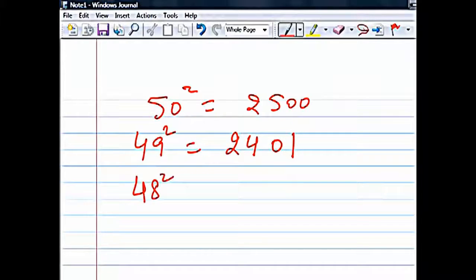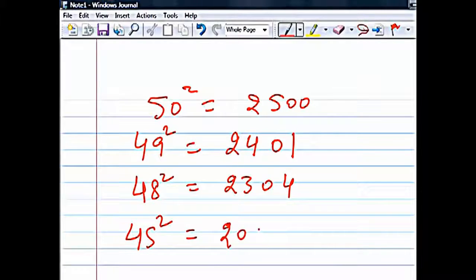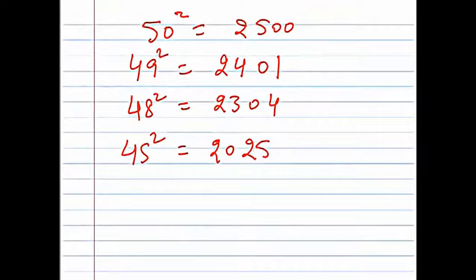Similarly, 48 square will be subtracting 2 from 25, that is 23, and 2 square is 4, so 2304. If I have to do the 45 square, I will subtract 5 from 25, that is 20, and take a square of 5, that is 25, it will be 2025. 41 square will be 25 minus 9, that will be 16, and 9 square is 81, so 1681.